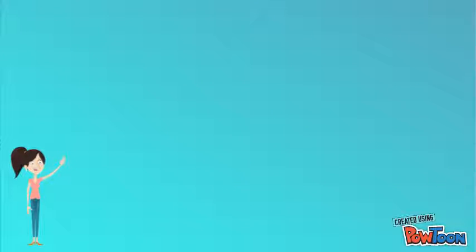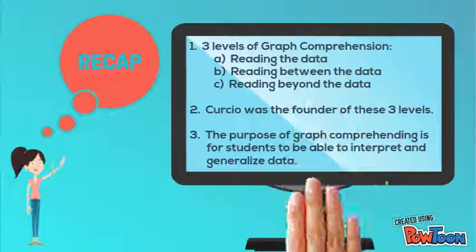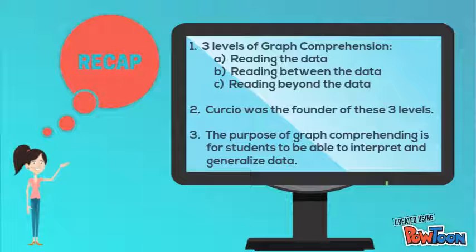That brings us to the end of this video. Hey, let's do a quick recap. We are now aware of the 3 levels of graph comprehension. We learned about Curcio, who was the founder of these 3 levels, and also the purpose of learning graph comprehension.